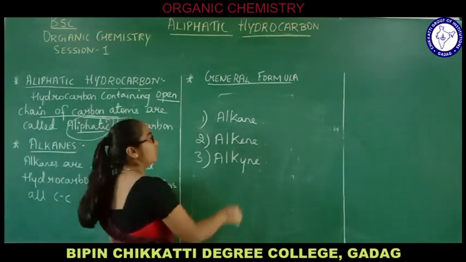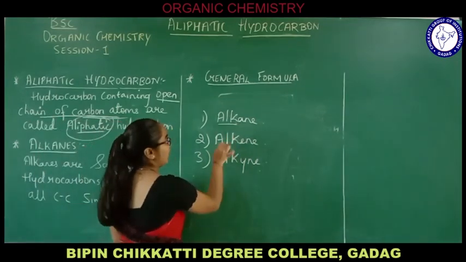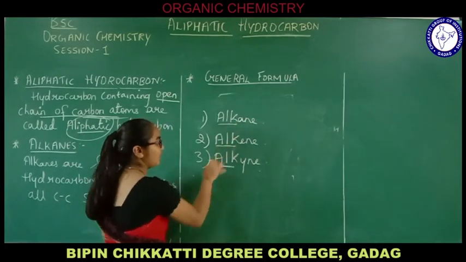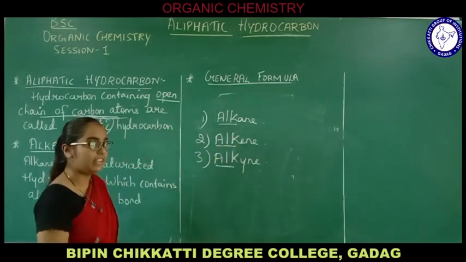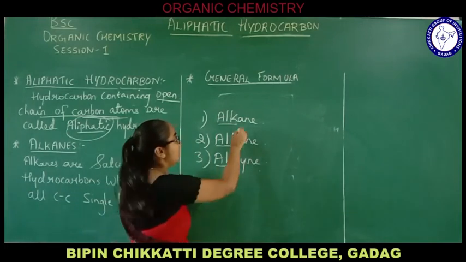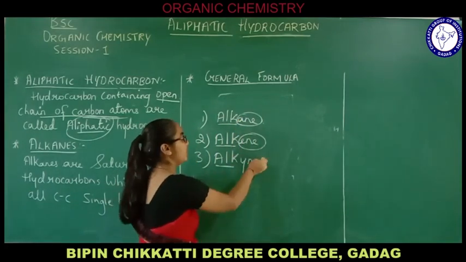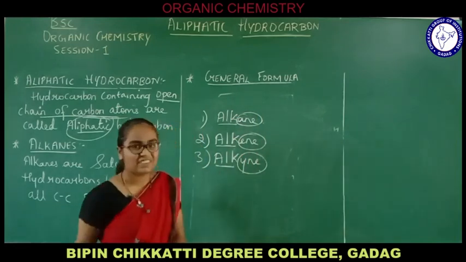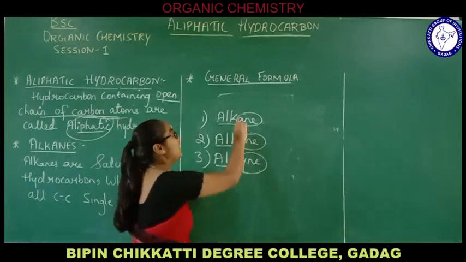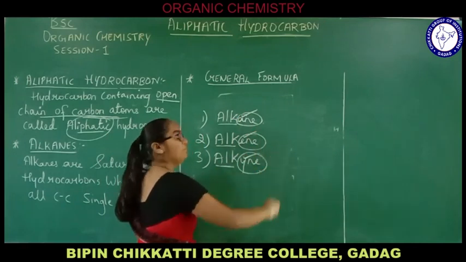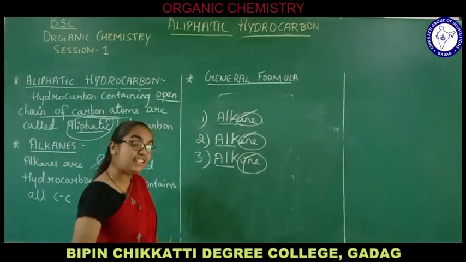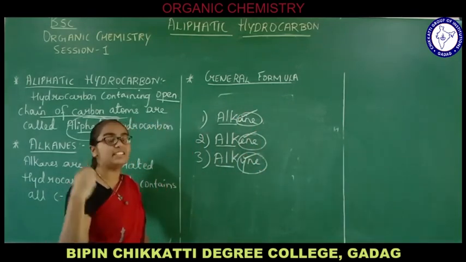Now here you can see ALK is similar in all the three compounds. What is getting varied is the suffix. Here ANE is there, here ENE is there, here YNE is there, right? And that's true, only in the alphabet it is getting varied. So these are the three compounds belonging to the aliphatic hydrocarbon.